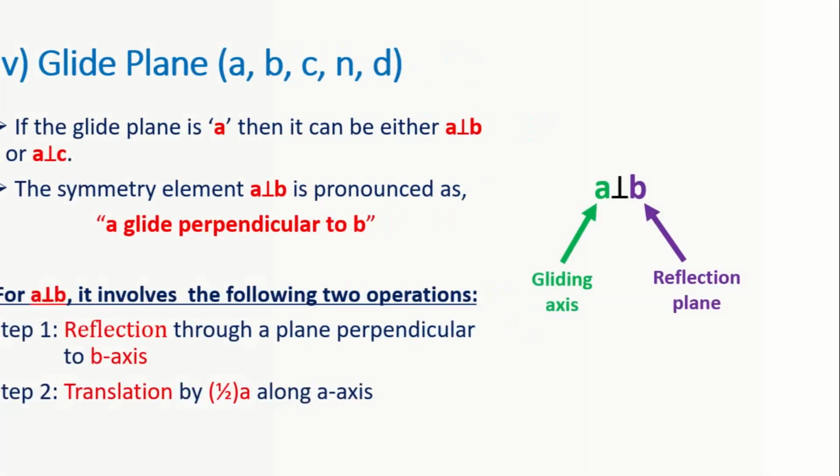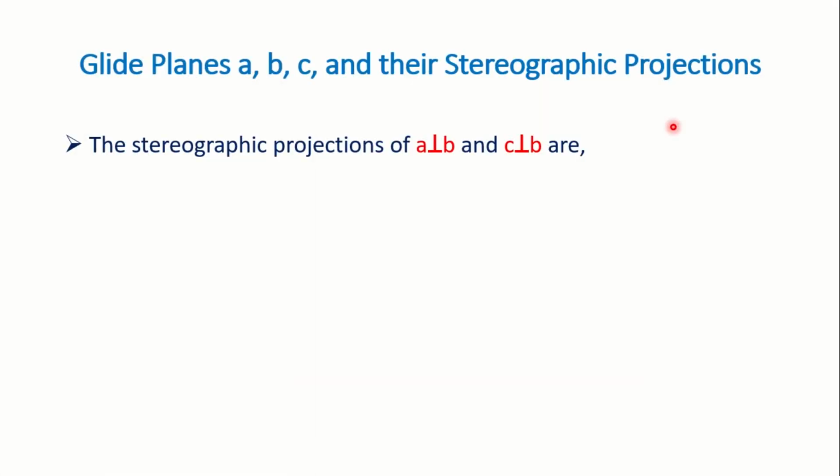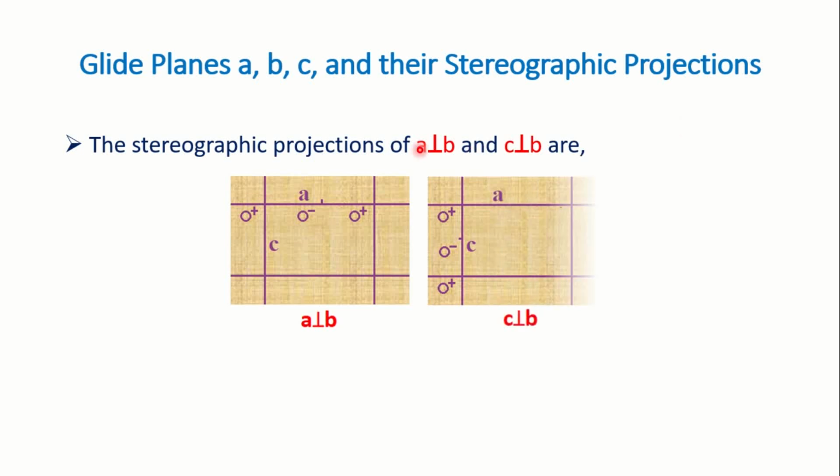Okay, so the stereographic projections of A glide perpendicular to B and C glide perpendicular to B. So this is the A axis and this is the C axis. A axis means X axis, C axis means Z axis. So what about the Y axis or B axis? If this monitor is the plane of the paper, then the axis is just perpendicular to your monitor, or your mobile or computer or your paper. Okay, now this is the lattice point.